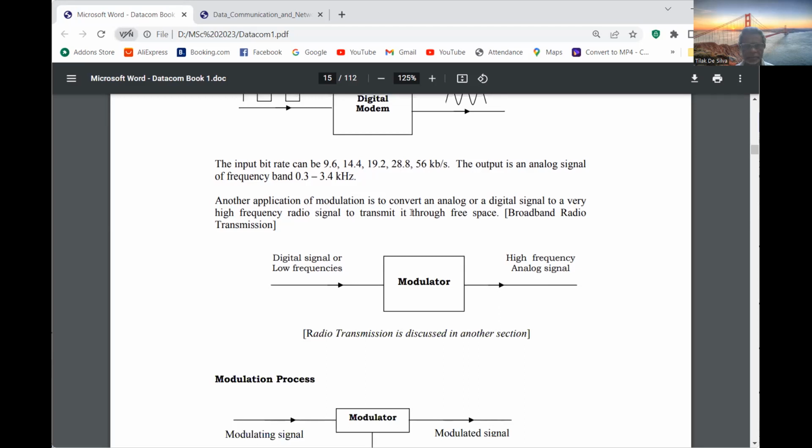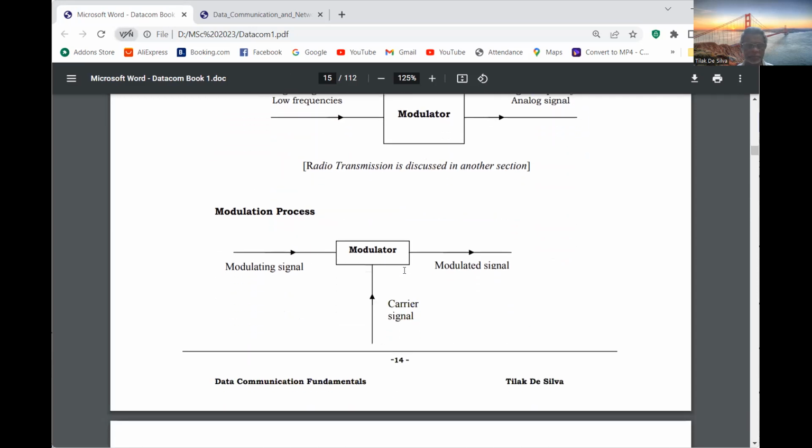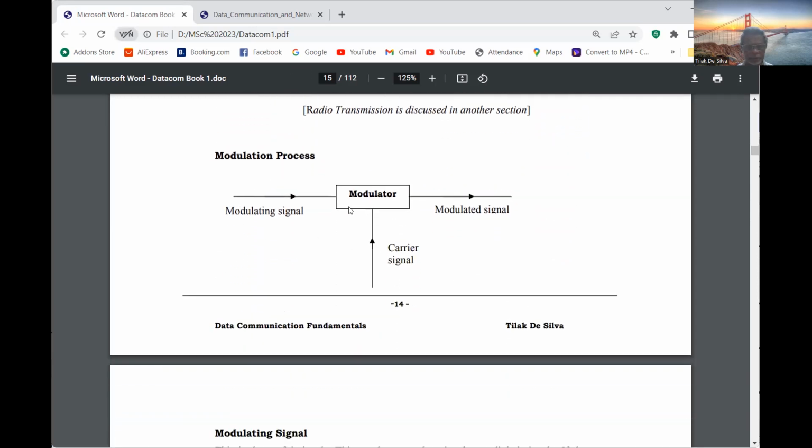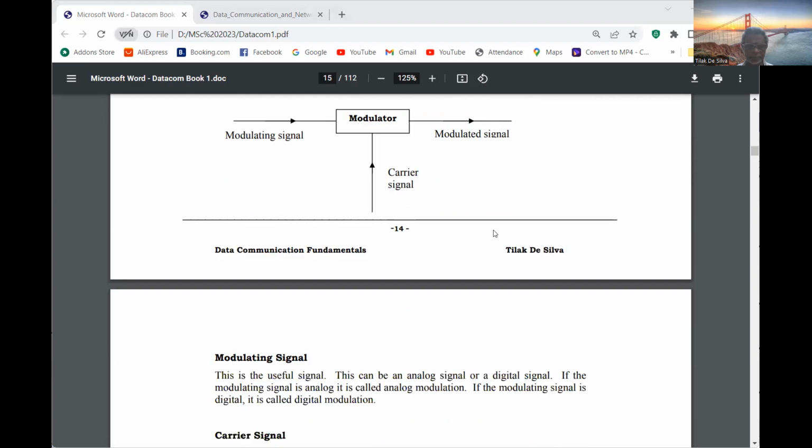Another application of modulation is to convert an analog or digital signal to a very high frequency. I told you about the RF converter. To convert to high frequency, you can also use the modulator. In the modulator, you have the modulating signal as input, that is the useful signal. Then the carrier signal, which is a high frequency signal. Then you mix these two, and the output will be the modulated signal, right?